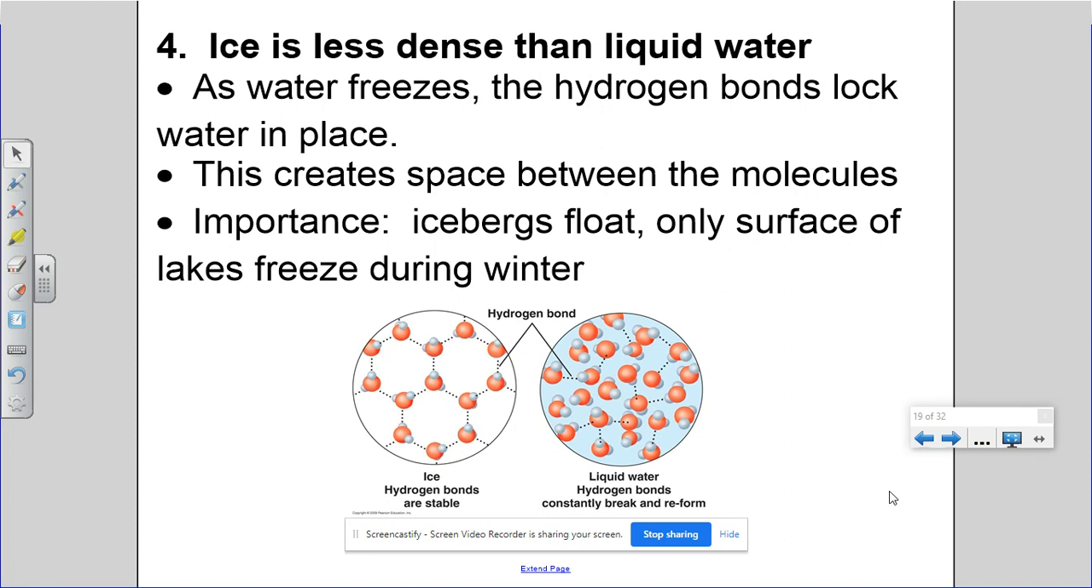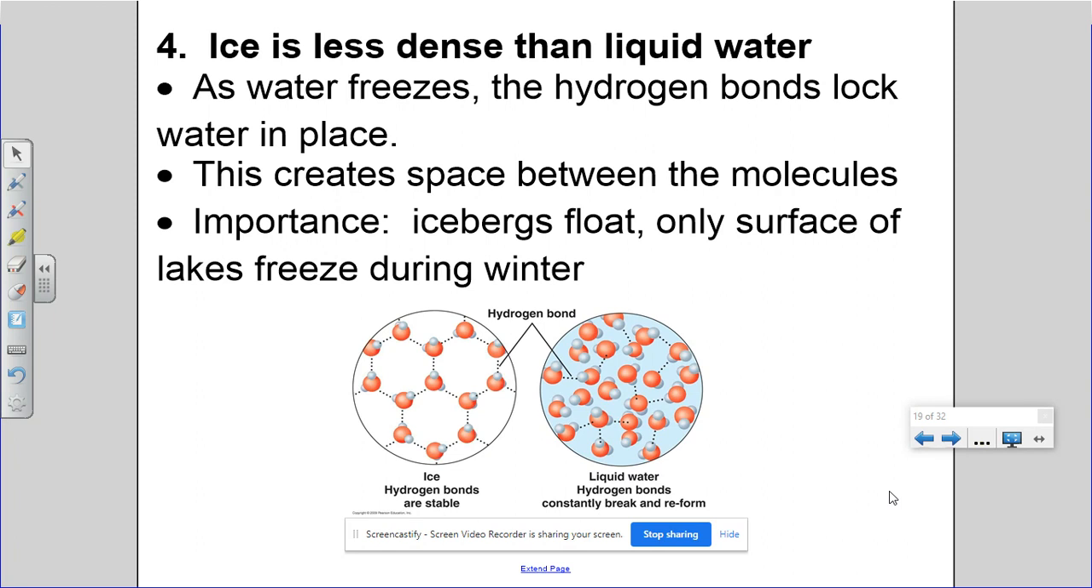This actually doesn't make sense because molecules of a solid are supposed to be closer together than the molecules of a liquid. However, due to hydrogen bonding, whenever water freezes, the molecules, of course, will move slower because they have less energy, but the water molecules will become locked in place in sort of like a lattice structure, and this creates space in between the water molecules.